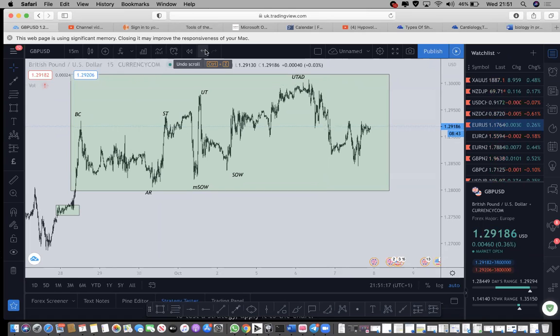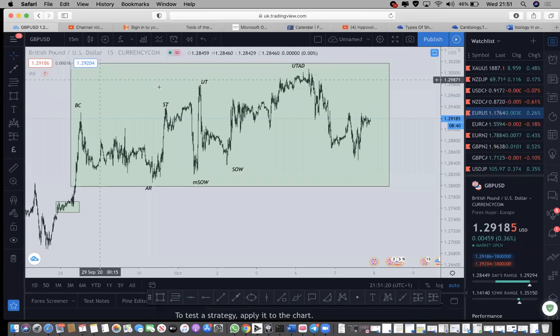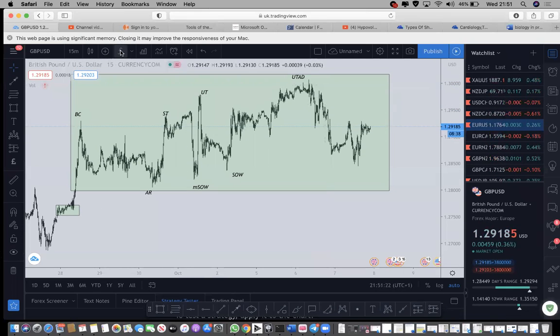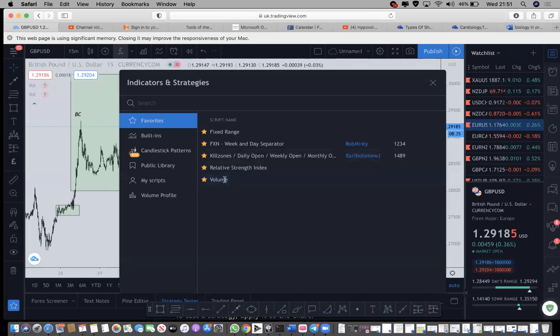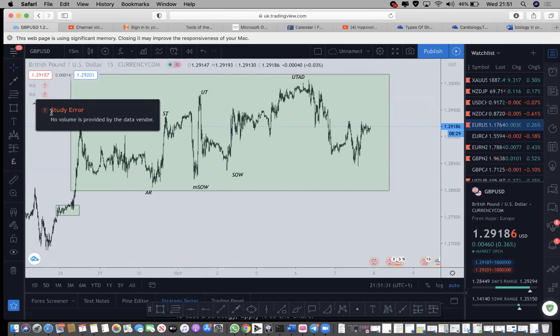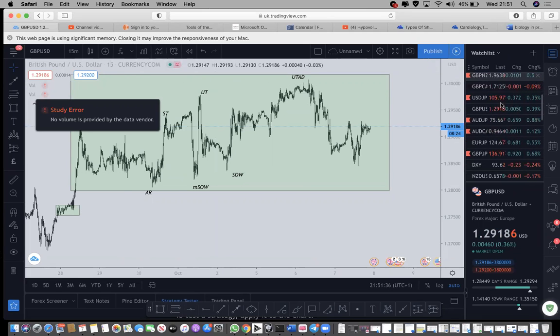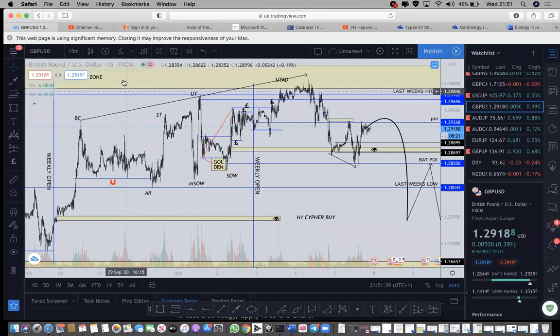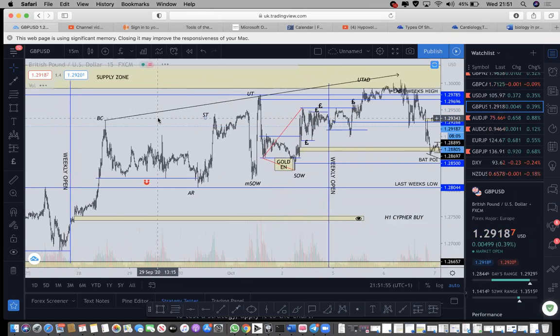This is where TradingView was so not greedy, and it gave out this indicator. Oh man, it doesn't work on this. Let's find a new chart. No, sorry guys, don't be confused. I've got too many things on here, but please just focus on BC, AR, ST, UT, MSOW, SOW, and UTAD. I've got so many things on here just for educational purposes.